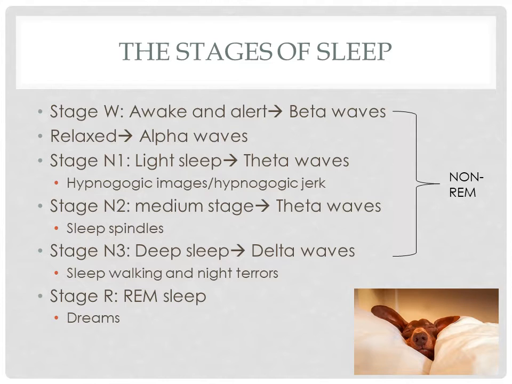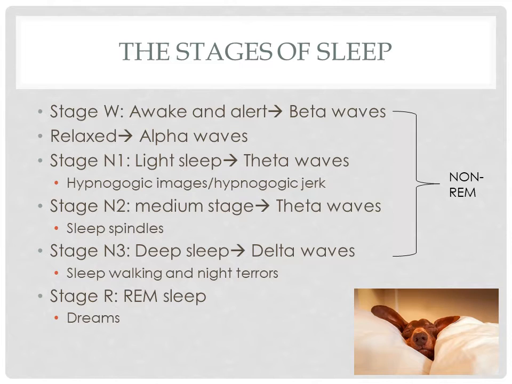The second stage, N2, is basically a transitional stage. It's just a medium stage, and you're going to still be emitting theta waves. During this stage, you can have sleep spindles occur. This is when you just have a random burst of brainwave energy while you're sleeping.